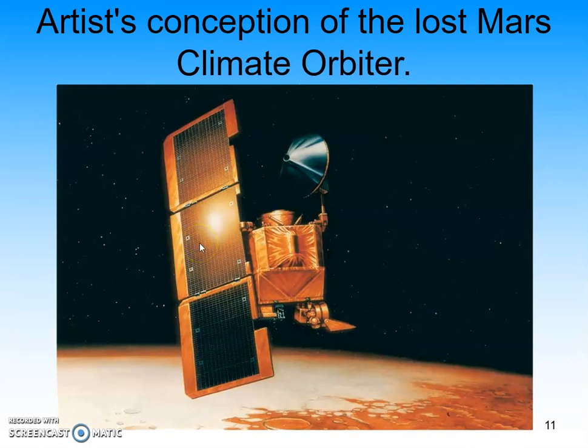So this is an artist's conception of the lost Mars Climate Orbiter. Units play a very important role in science because we are working globally. So if you write any unit, you have to write it clearly. This phenomenon happened due to a misunderstanding of the unit.